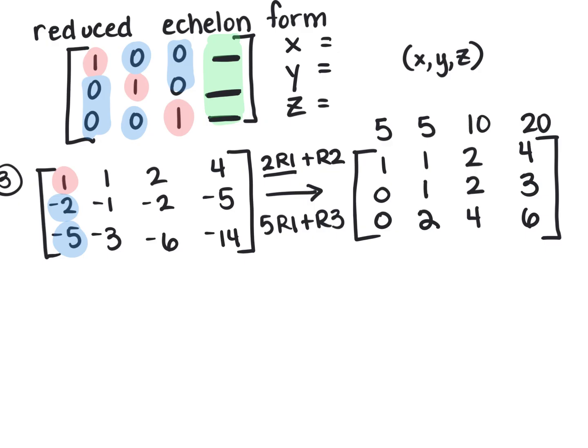And again, once I finish, so I don't get confused, I'm going to erase these numbers so I don't write the wrong number in the wrong place. So now that this first column's done, I turn my sights to getting a 1 in this location. So I already have a 1. So the next thing I have to do is come up with a 0 in this location.